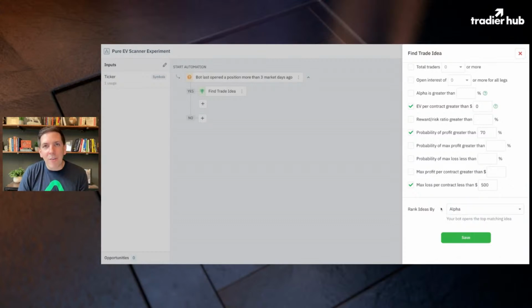But then if you use alpha, what you're doing is you're taking that expected value and you're dividing it by the actual max loss on the position, which we're saying here is less than $500 to get the truly best of the best. In my case, the ones I'm looking for, the best of the best for these set of parameters inside of my bots. So it's pretty easy to actually do right here.